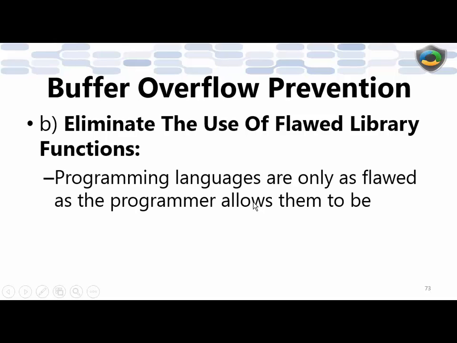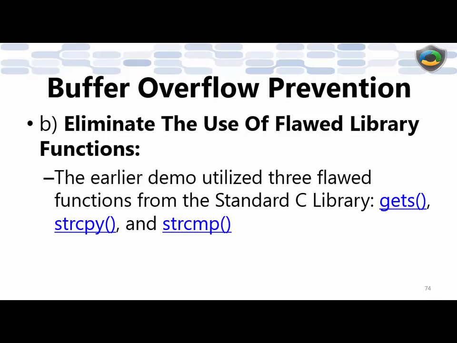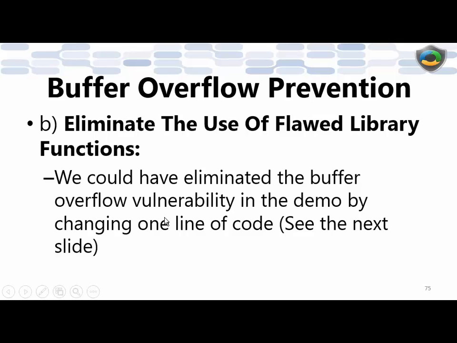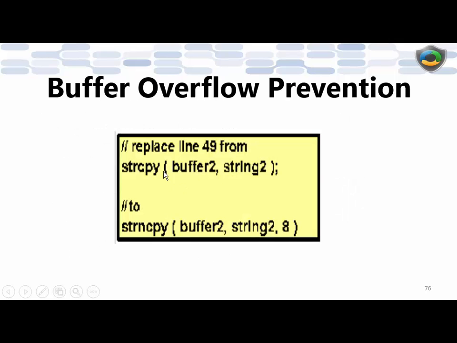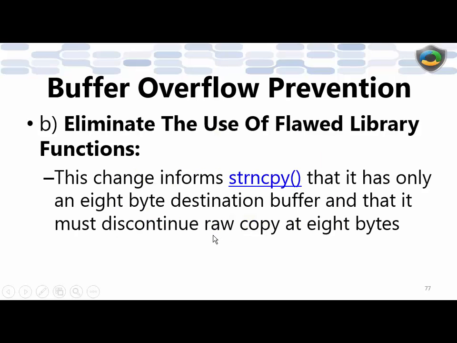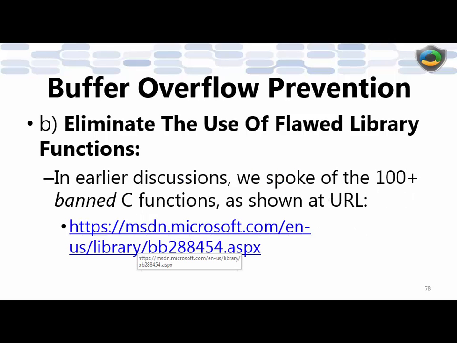Number 2, eliminate the use of flawed library functions. We already talked about strcpy, strcmp, and gets. Those are the three that were used in the demo that we just went over. Again, I have hyperlinks if you want more about those. We could have eliminated the buffer overflow by just changing this line. Instead of strcpy, which does no checking, we use strncpy, and we tell it once you've reached 8 characters, don't do any more copying. That's exactly what it says right here: it must discontinue the raw copy after 8 bytes. In an earlier lecture, we talked about the 100 or so banned C functions, and if you forgot that, there's the URL for it.